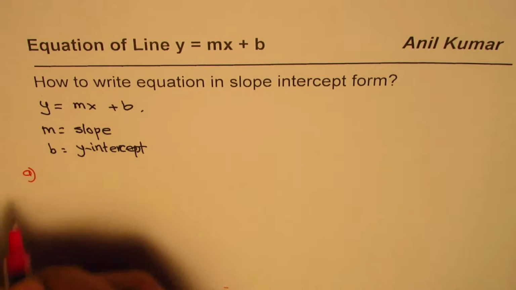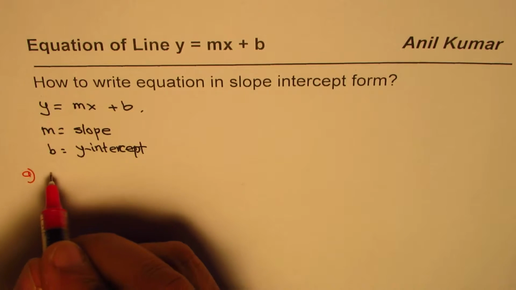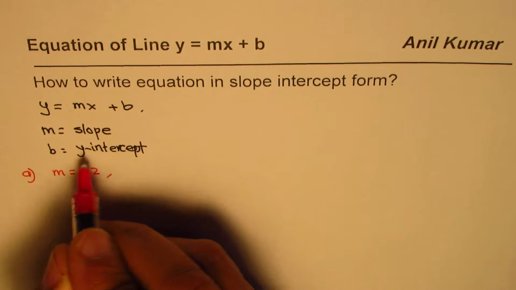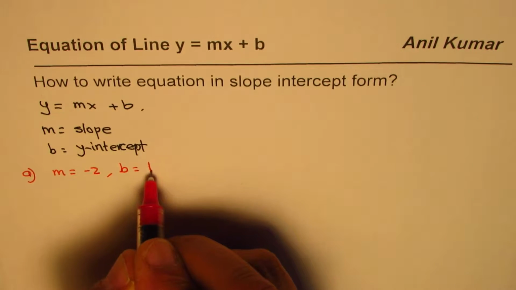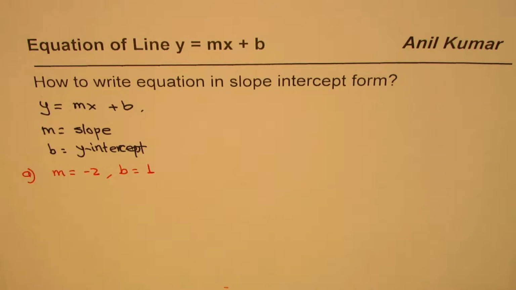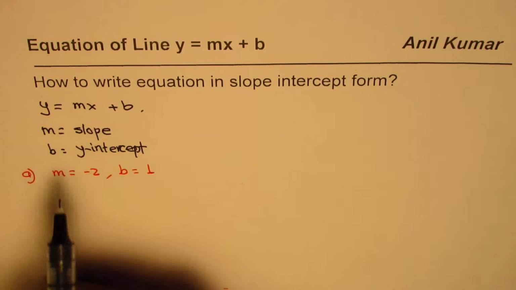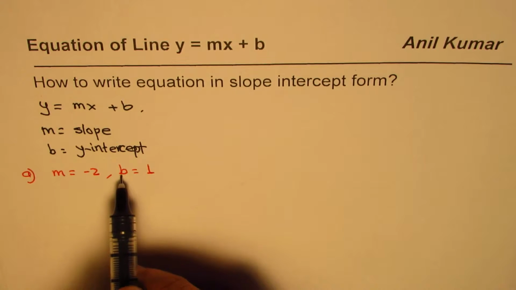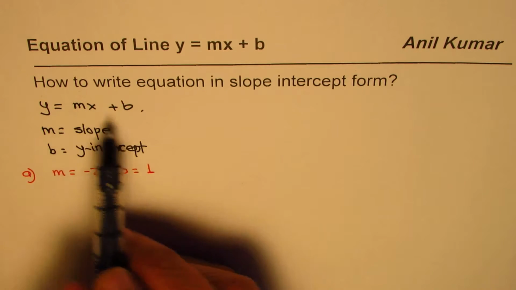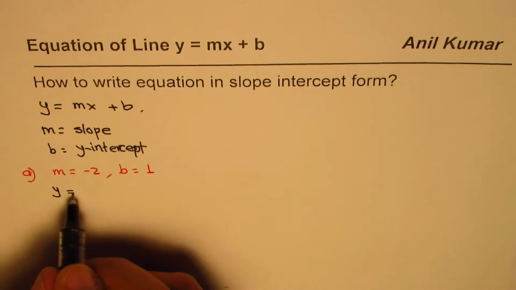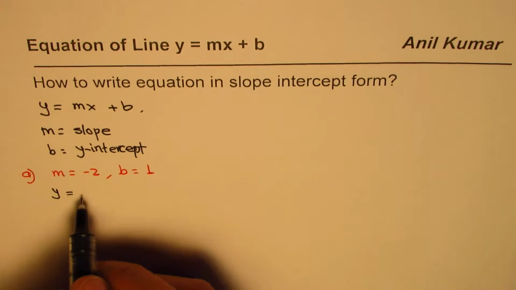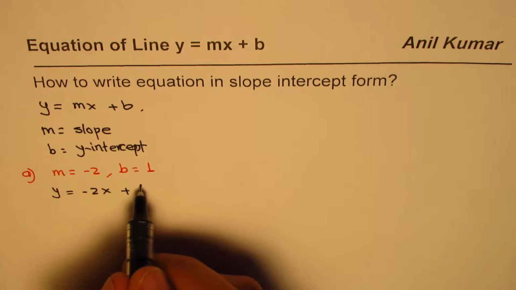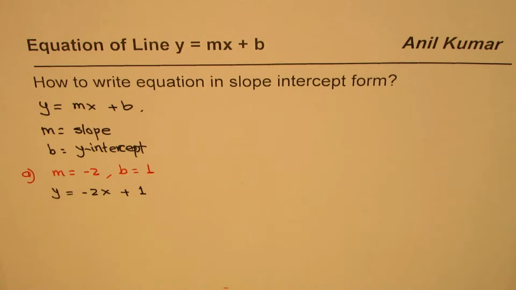Let's say part A, we are given the slope. Let's say the slope is minus 2 and the y-intercept b is 1. In that case, what should be the equation of the line? Since m is minus 2 and the y-intercept is 1, we can straight away write the equation as y = minus 2x plus 1, so that becomes the solution.